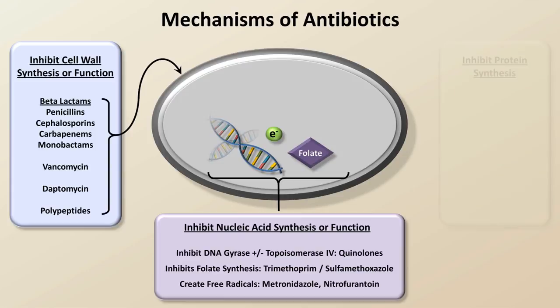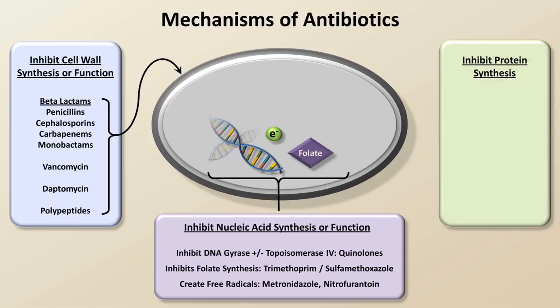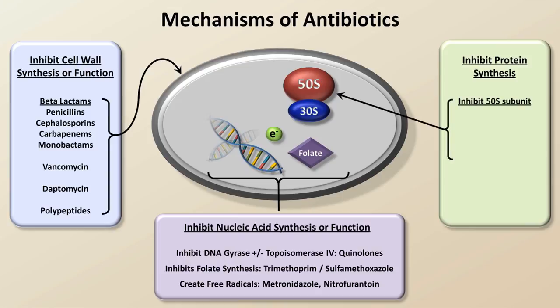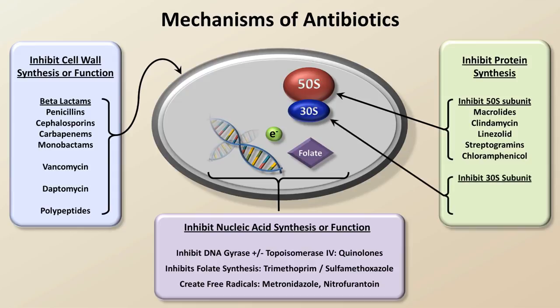Then there are the drugs that inhibit protein synthesis, that is, drugs that work on the bacterial ribosomes. Those that inhibit the 50S ribosomal subunit include the macrolides, clindamycin, linezolid, streptogramins, and the much maligned but highly effective chloramphenicol. Those that inhibit the 30S subunit include the aminoglycosides, tetracyclines, and the relatively new antibiotic tigecycline.